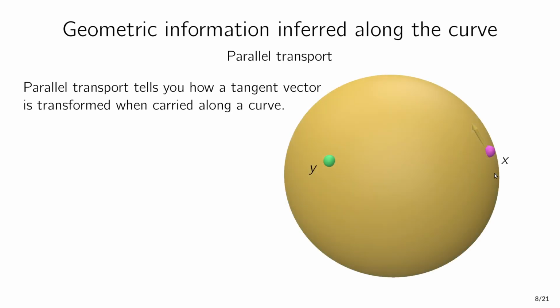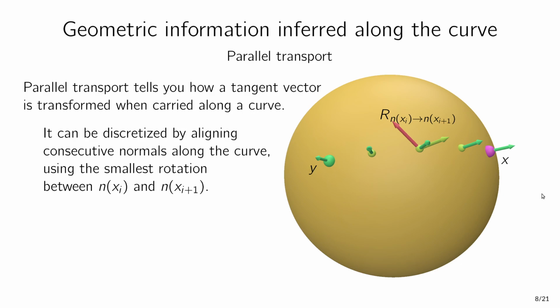But first, the fact that we have an entire curve between our 2 points gives us much more information about the shape than simply coordinates. For example, there is something known as parallel transport, and that tells you how a tangent vector that lives at X will transform when you move it along the curve gamma. And so we can discretize it by simply accumulating a rotation matrix that aligns each normal vector of one iteration to the normal vector of the next iteration. And at the end, what you get is a rotation matrix that maps the tangent plane of X to the tangent plane of Y. And as we are going to see, we are going to use this tool later.